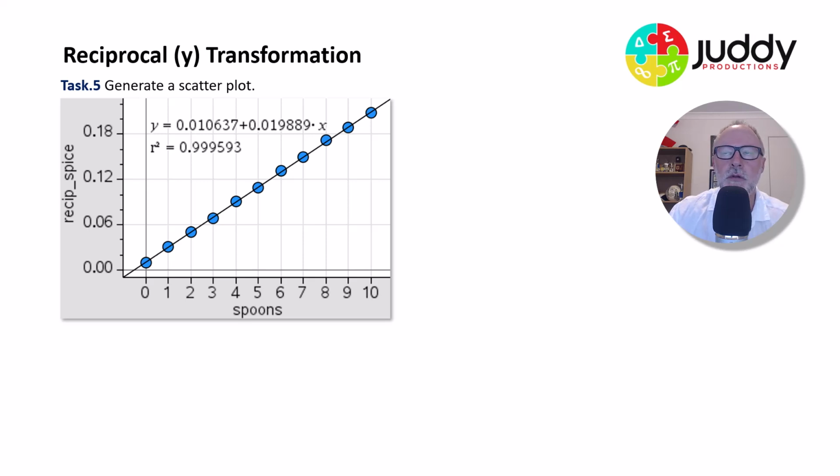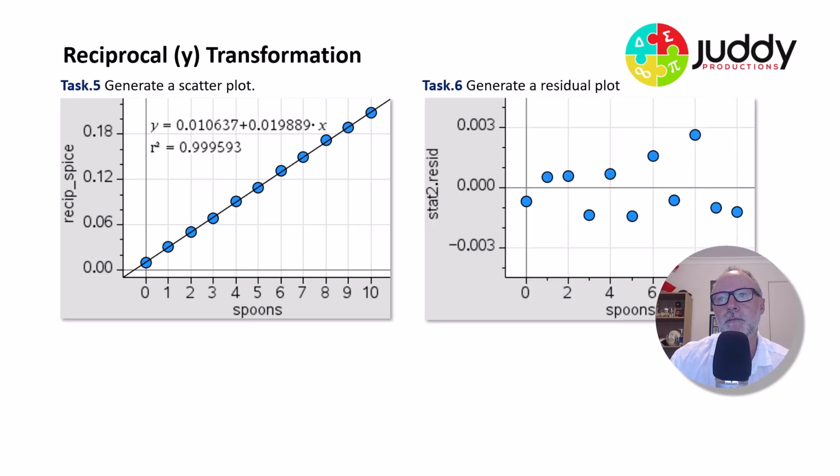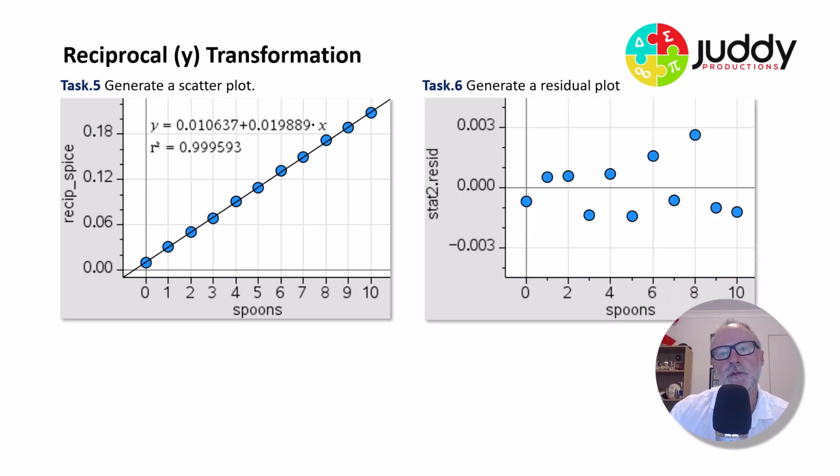Now let's look at this visually. Task number 5 was to generate the scatter plot. We can see this now transformed data is very straight indeed. Task number 6 was to generate a residual plot. Task number 7 was to perform a residual analysis.